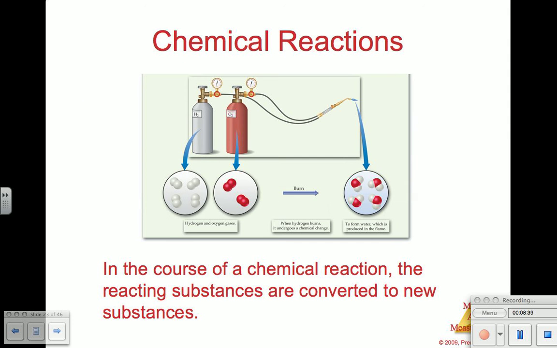So when we define a chemical reaction, it's the combination of reactants to produce new substances. Okay, so reactants and products. The example there being hydrogen and oxygen gas combining to produce water.